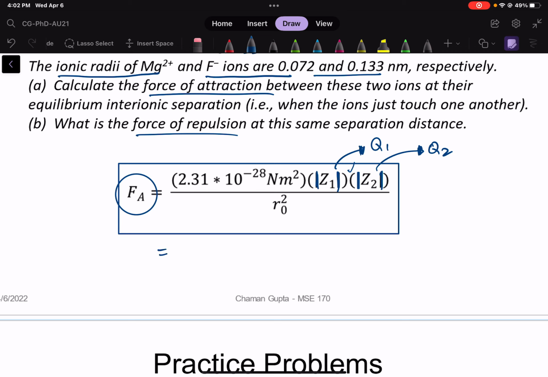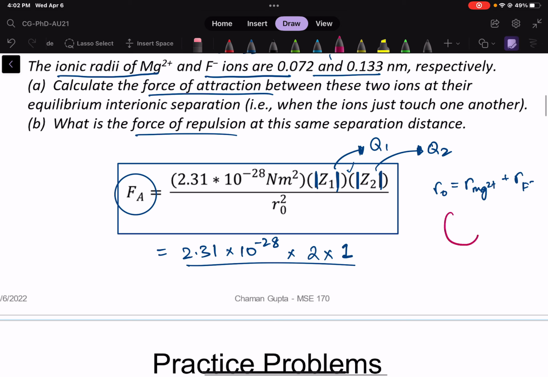So if you just plug in your values over here, 2.31 into 10 to the power minus 28 into 2 into 2, this will be 1 into 1 divided by your R naught square. Here the R naught would just be equal to R Mg2 plus plus R F minus, because what we're doing is we are considering hard sphere models. So if you have Mg2 plus and this is your F minus, what we're saying is that the distance between them is my R naught.